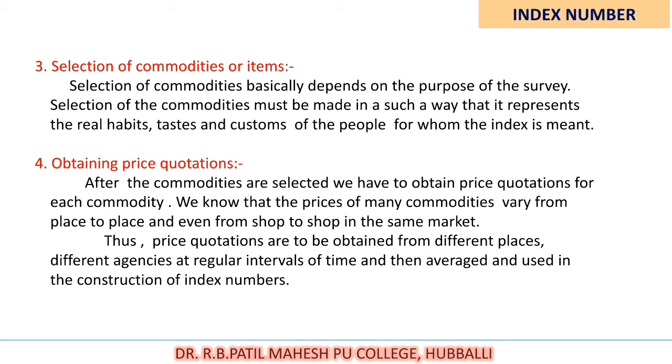After selecting the items, the next step is obtaining price quotations. After commodities are selected, you have to obtain price quotations for each commodity. Suppose we are finding the wholesale price index number and we choose the wholesale price of rice. So we are finding the wholesale price index number of rice.